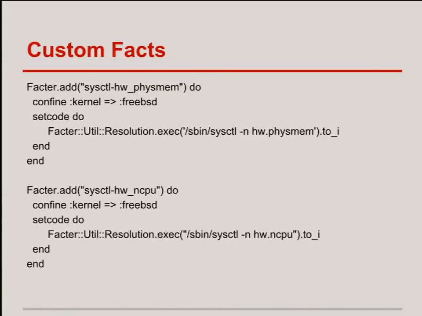So for some things, we needed to create custom facts because either the Puppet fact didn't understand FreeBSD, or there was no Puppet fact for what we were trying to do. So we extract things like how much memory is in the box. Right? So we just pull the sysctl and say, how much RAM is in this machine? Or how many CPUs does this machine have?